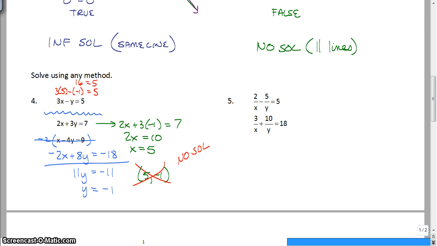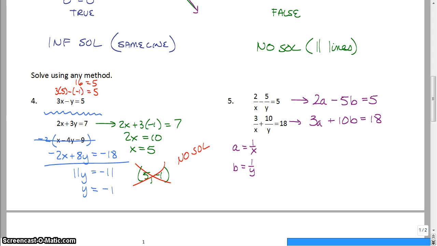Number 5. This one's a little tricky. When you look at this, do you really want to try to solve this system with variables in the denominator? I don't think so. So what you could do is create 2 new variables. Let's say a is equal to the reciprocal of x, and let's call b the reciprocal of y. What you just did right there is you just changed this to 2a minus 5b is equal to 5. And this one just got switched to 3a plus 10b is equal to 18. The only thing we did is we took the reciprocal of the x and y.